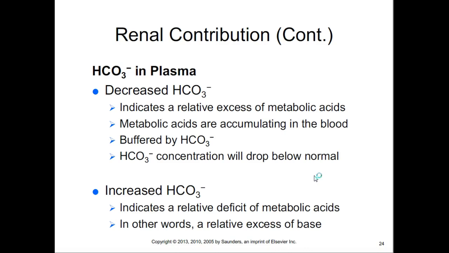So if your metabolic acids are accumulating, you're going to buffer it by taking the hydrogen ion concentration made by these metabolic acids and buffering it with bicarbonate. So the bicarbonate is going to drop below normal. If you increase your bicarbonate, that indicates a relative deficit of metabolic acids, because that means we are taking carbonic acid and making bicarbonate and hydrogen ion. So there's a relative excess of the base.